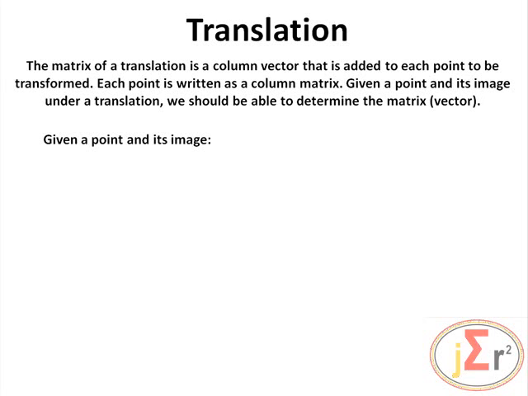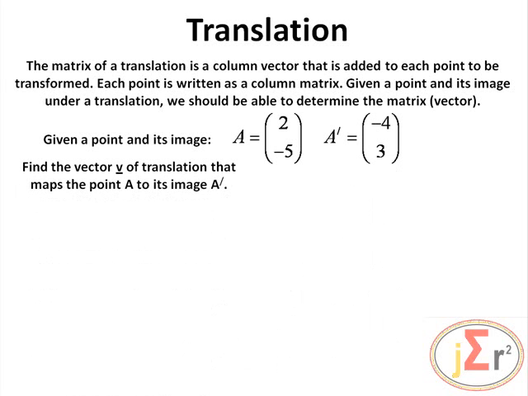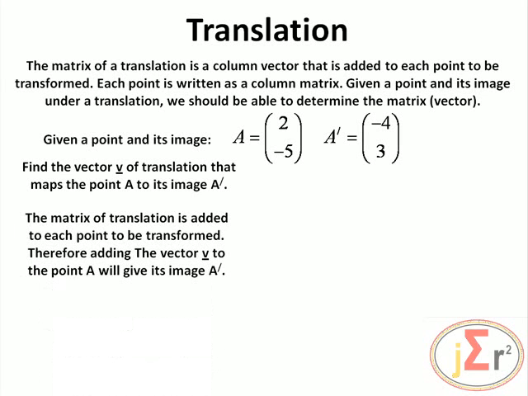So given a point and its image, we have the point A, which is (2, -5), and we have the image, which is A prime, (-4, 3). We are required to determine the vector that translates A to A prime. So find the vector V of translation that maps the point A to its image A prime. The matrix of translation is added to each point that is to be transformed. Therefore, adding the vector V to the point A will give the image A prime.